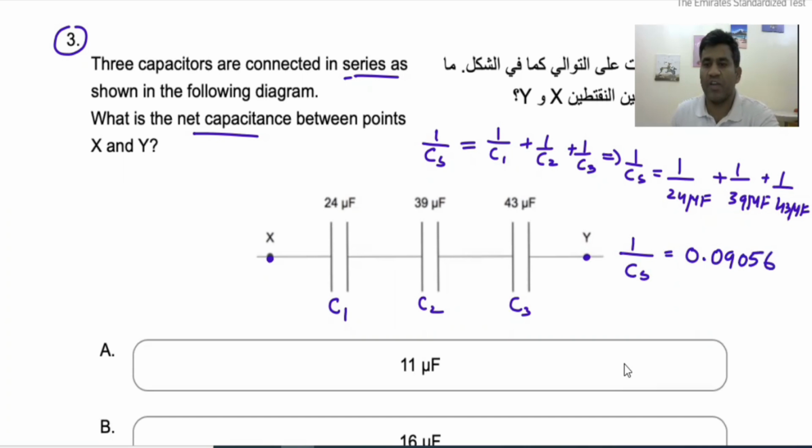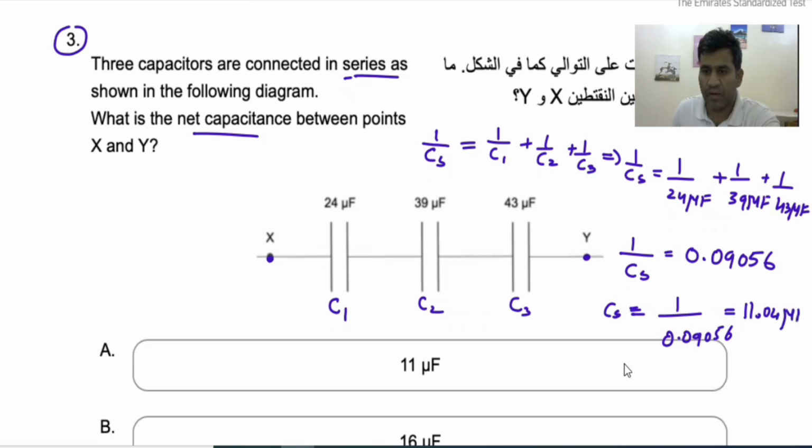0.09056. So this is the value you are getting, but actually the question is about the value of net capacitance, the total capacitance in series. So to get the value of Cs, you have to reciprocate it, flip it. Cs will be calculated as 1 by 0.09056. To reciprocate it, you just need to press the inverse button on your calculator, and it will give you the value.